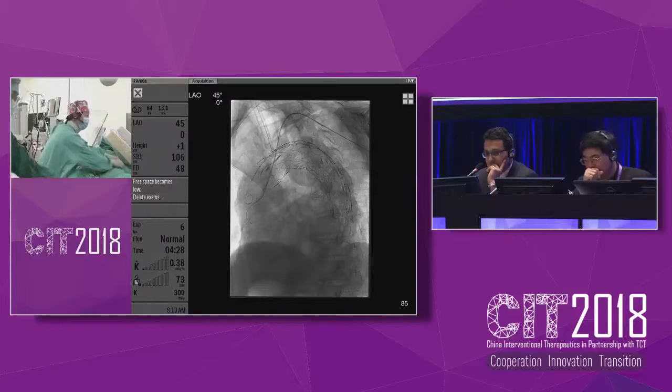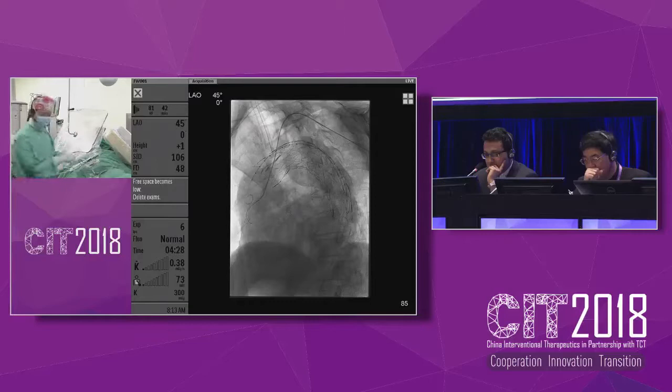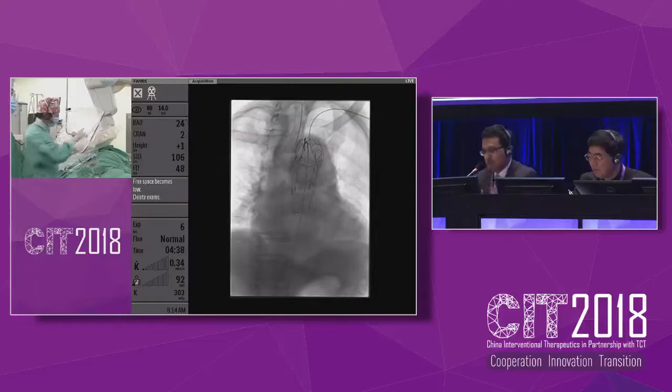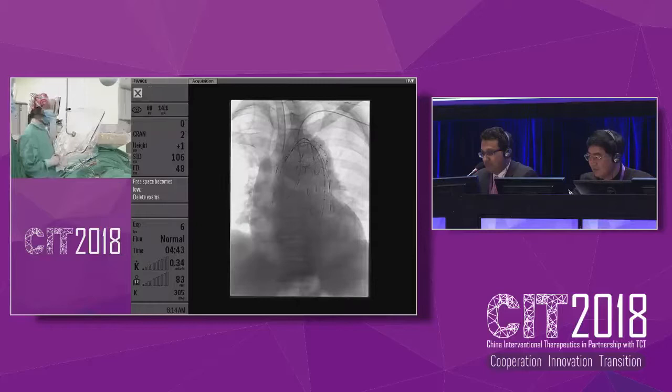Would you please turn the window? Yes. We will perform another angiogram. We double check. Can you see? The wire is inside the fenestration area. Then we perform another angiogram, please. Let's go out.